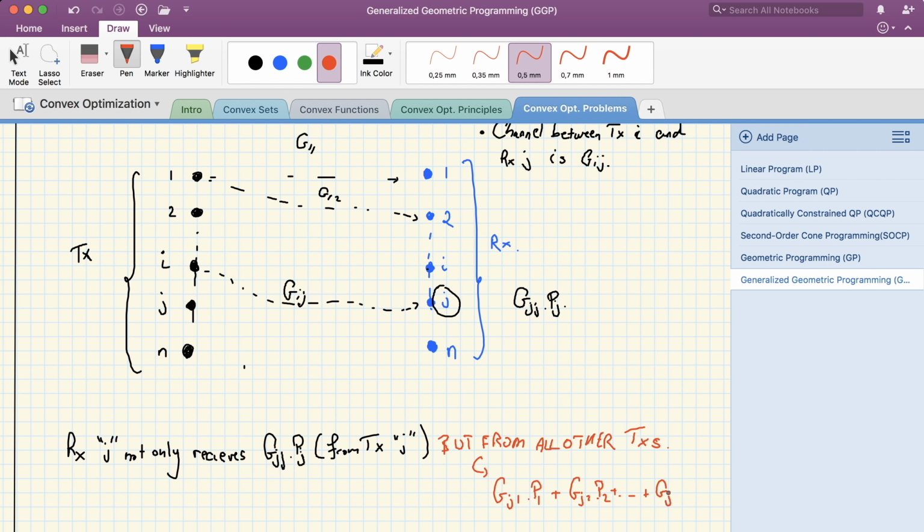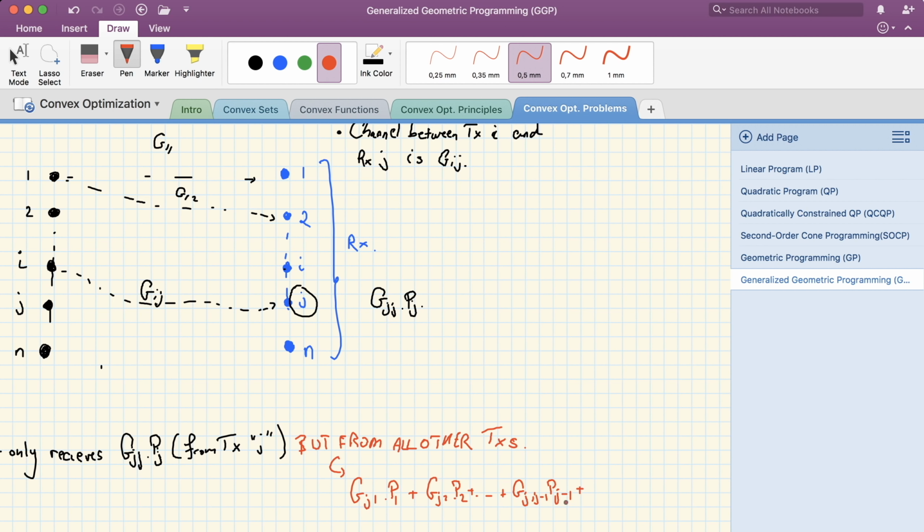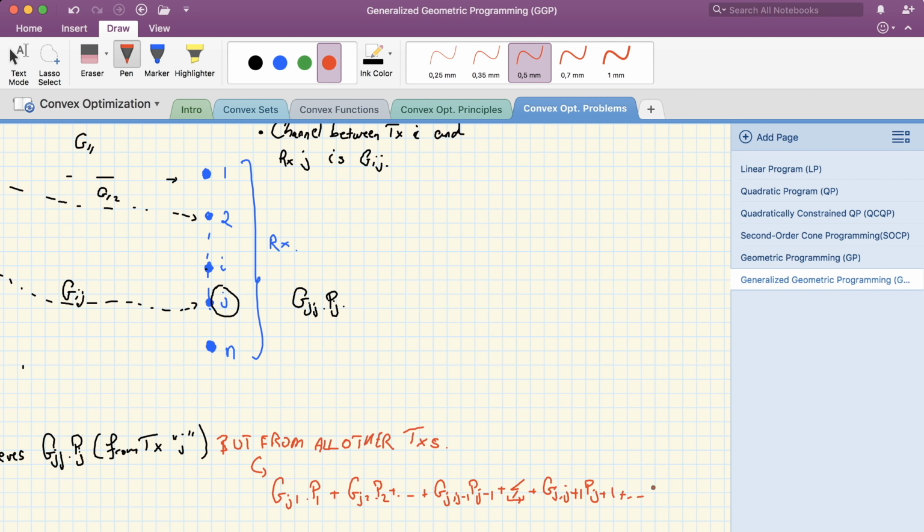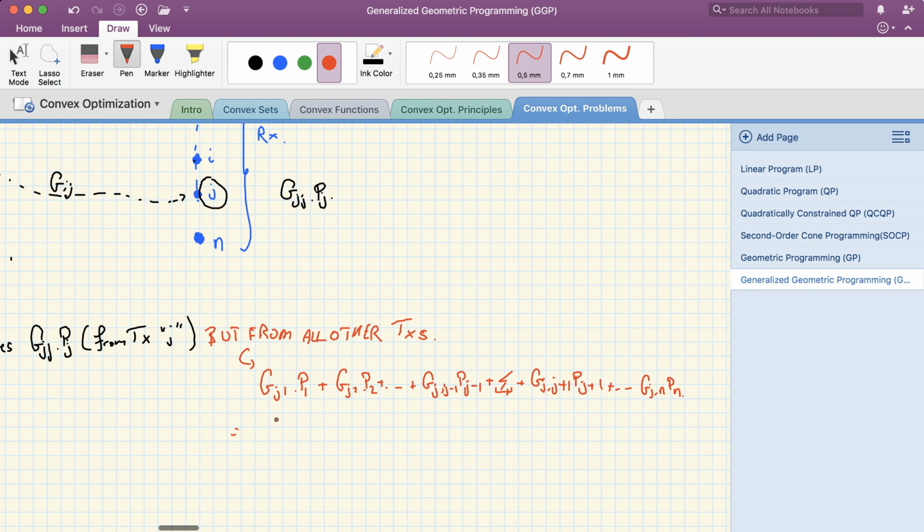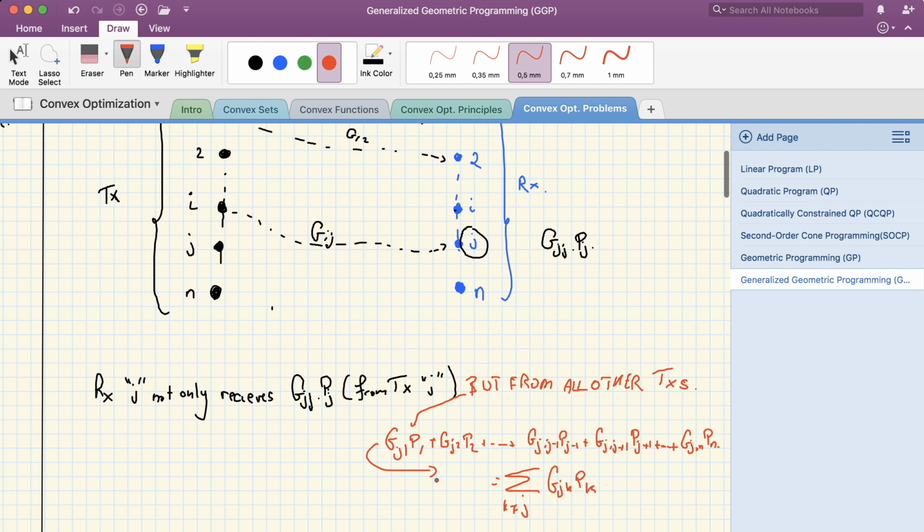So Gj, then it's J minus 1, Pj minus 1, then skip the Pj, right? Because this is what we want. So there's nothing here. Then Gj,j plus 1, Pj plus 1, all the way down to Gjn, Pn, right? So this could be expressed compactly as a sum where k is not j, Gjk, Pk. Simple as that, right? So this guy is usually referred to as the interference term. It's all other undesired powers. This guy is called the interference.